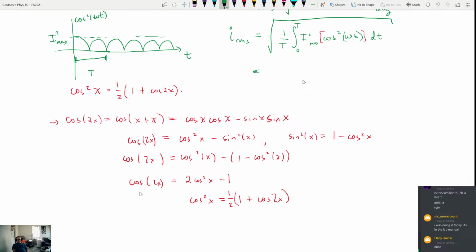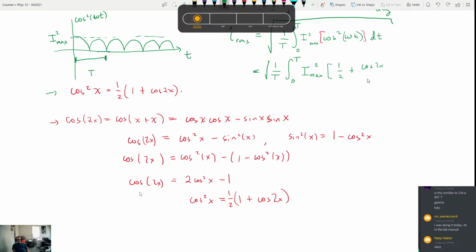Okay, so going back to what we were doing, the reason why I did this was because we can replace that in our equation here now. So now what we're going to have is the square root of 1 over T integral from 0 to T of I max squared. I'll leave this in here, although I could have pulled this out. And now our cosine function has become 1/2 plus cos 2x over 2.